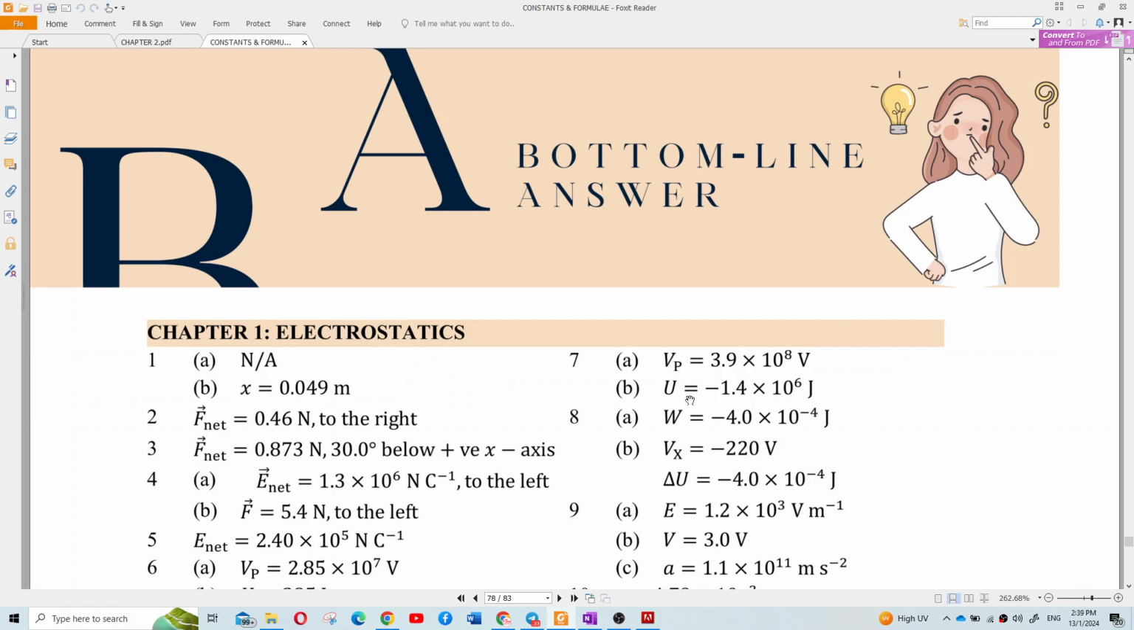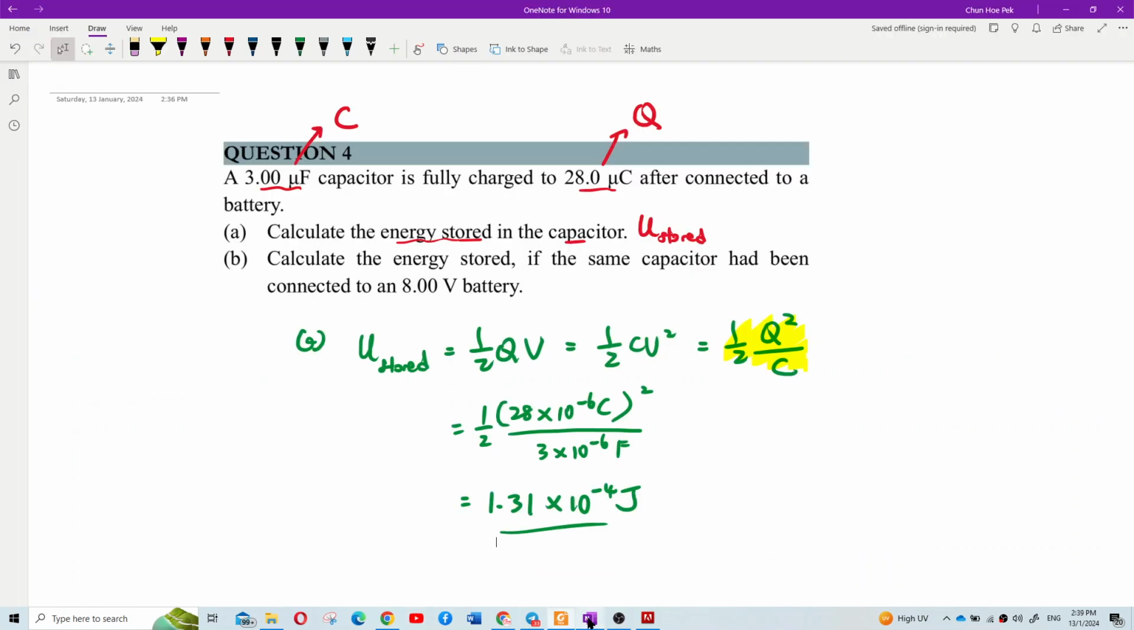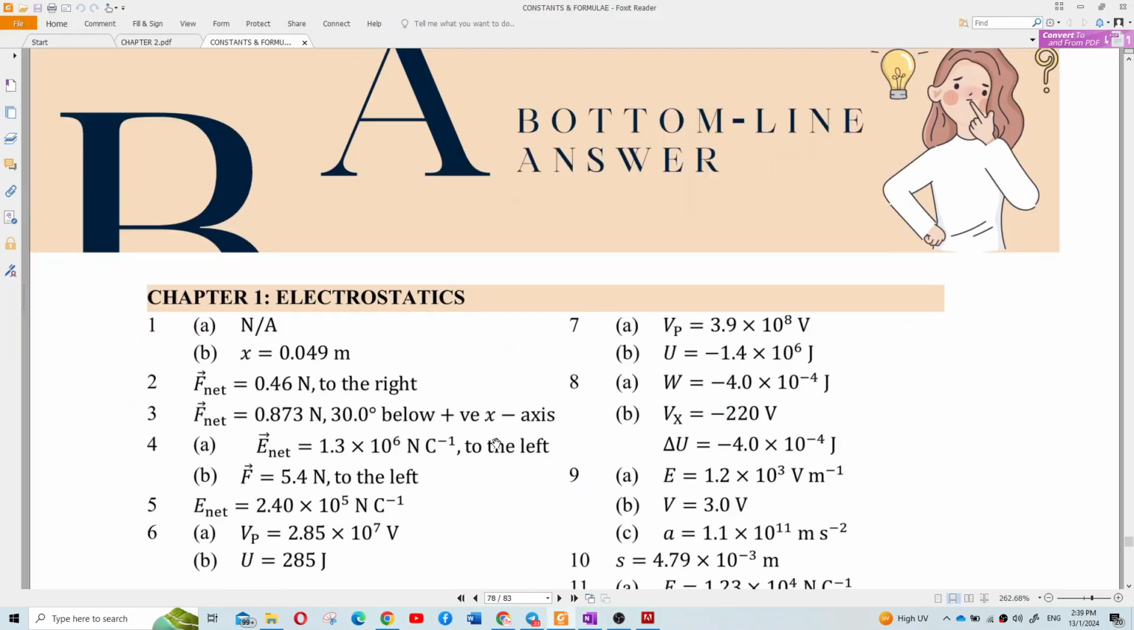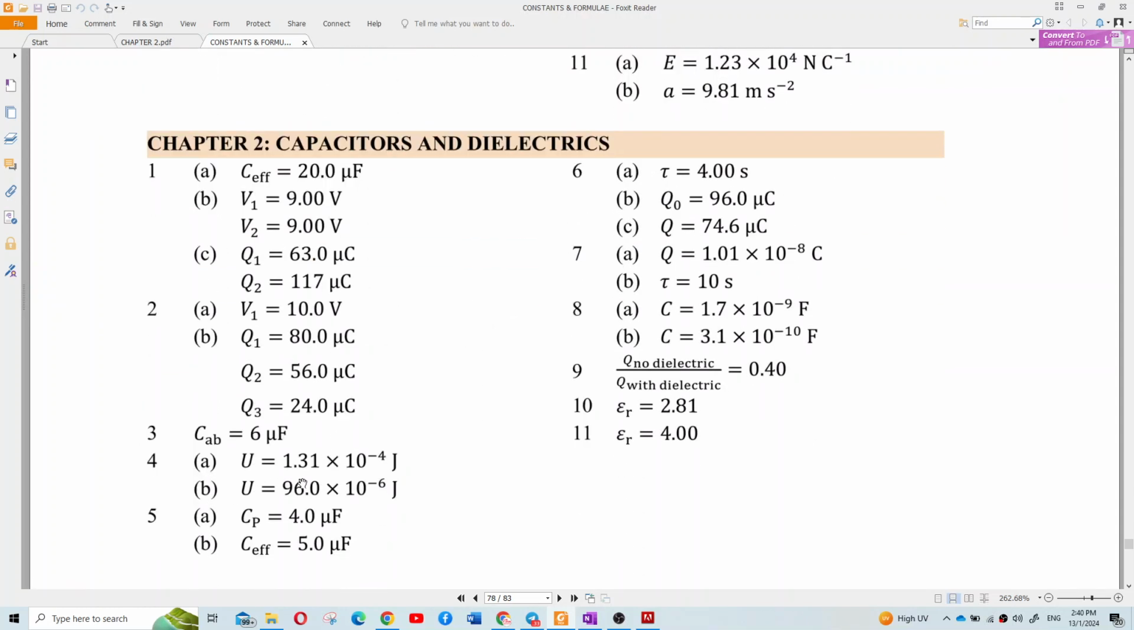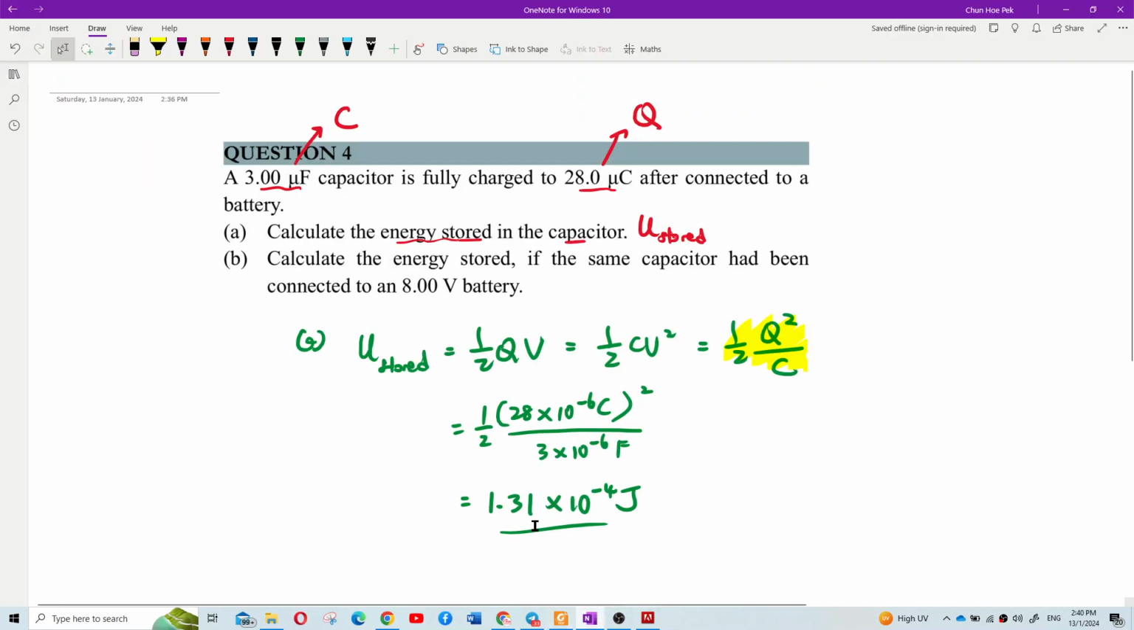Let's check. Just now is question 4. Energy stored is 1.31 exponent negative 4 joule. Okay, good. Now, what is the energy stored if the same capacitor has been connected to an 8-volt battery?